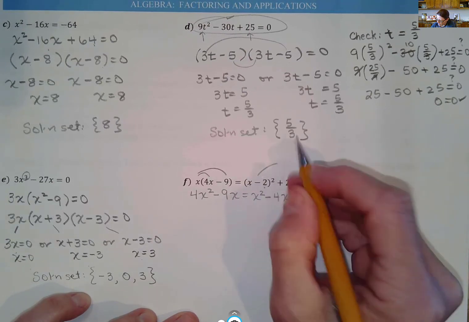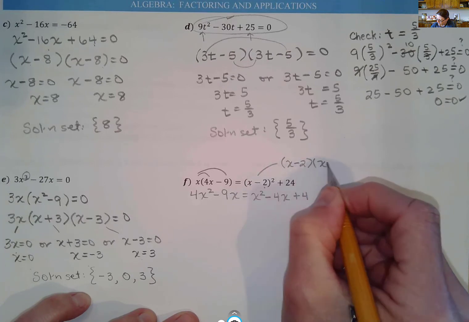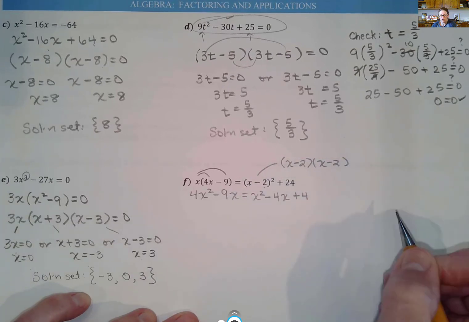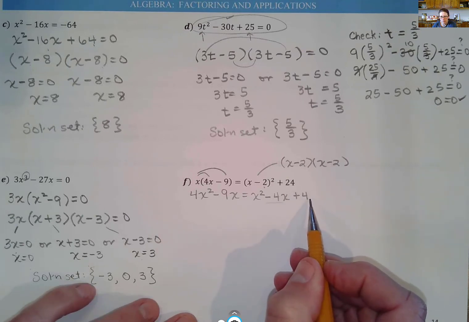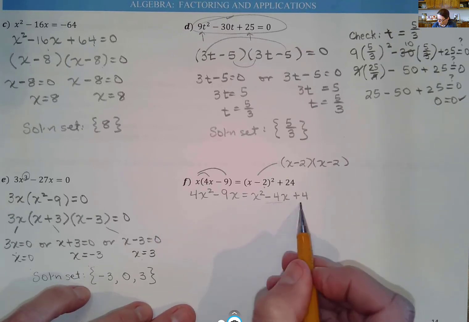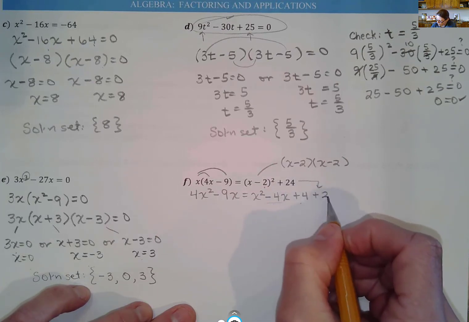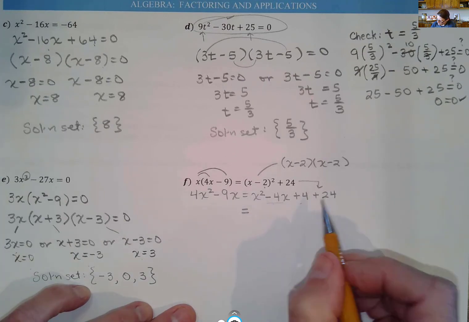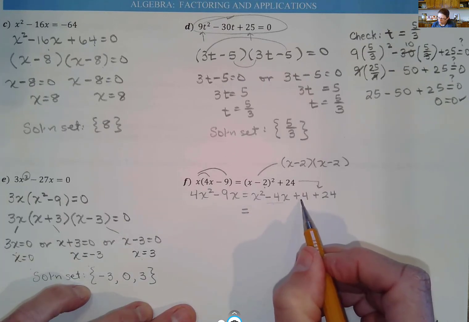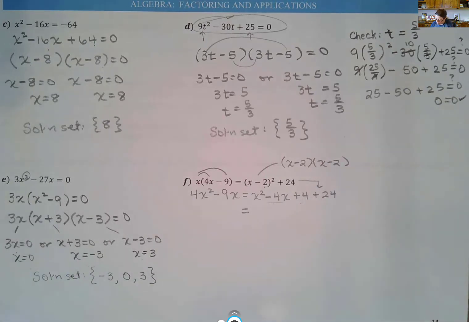Now, if you need to step out to the side and write x minus 2 times itself, and use your FOIL method, okay, go ahead, that's all right. You'll obtain x squared minus 4x plus 4. Now, we've also got this plus 24, don't forget it. Let's go ahead and move terms to the left-hand side. I think we can handle that right now.